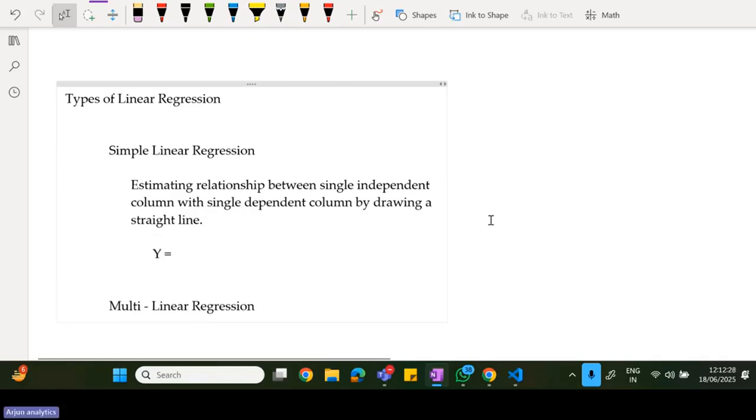So here, the equation of this is y equals mx plus c. And we can also write it as y equals c plus mx. Can I do that? Yes, you can. Y equals c plus mx. I'm slightly changing the position. Why I'm doing it, I will tell you.